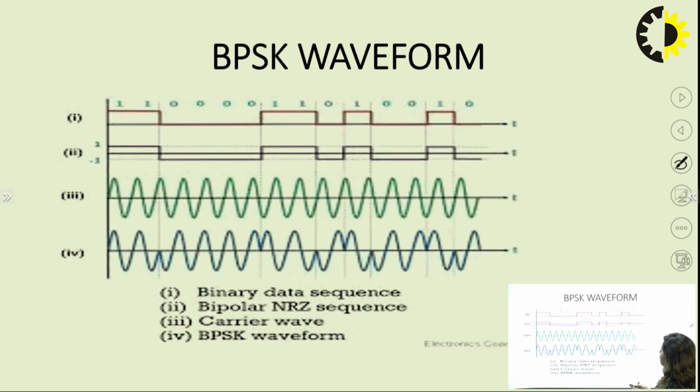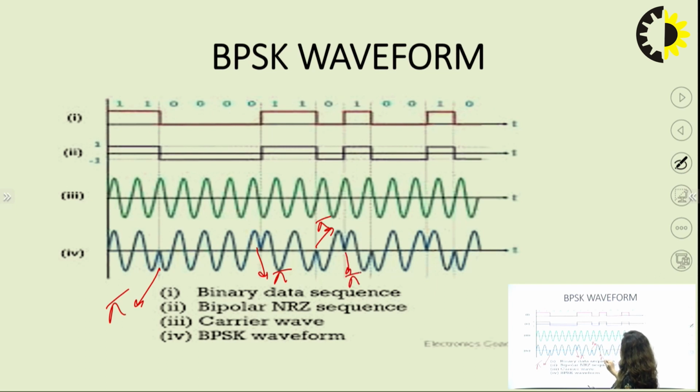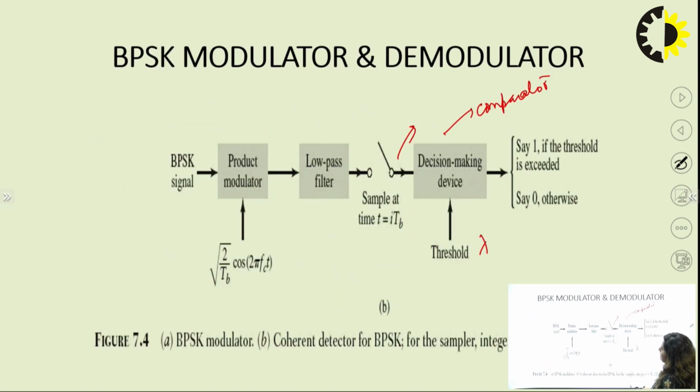So we will see the waveform of the BPSK: wherever there is a transition from 1 to 0 or 0 to 1, there is a phase shift of pi degree. Here we can see the phase shift of pi degree, here again a phase shift of pi degree, then again, and again. So we will see a shape of M type or W type in the BPSK waveform. In the earlier slide, we discussed this particular diagram.